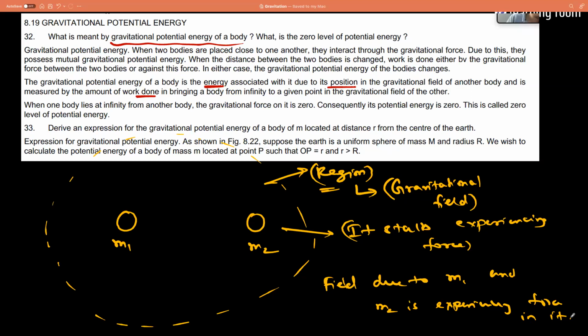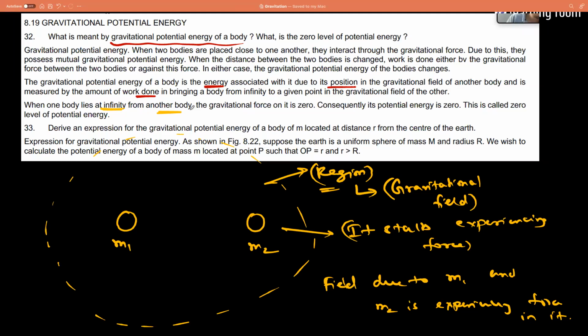Right. Now see, when one object lies at infinity from another object. So when I say infinity, it means they are separated by such a great distance that there is going to be no interaction between them. Infinity literally doesn't mean they are in different planets. No. They are separated by a distance where one cannot influence the other. That's what is called infinity.